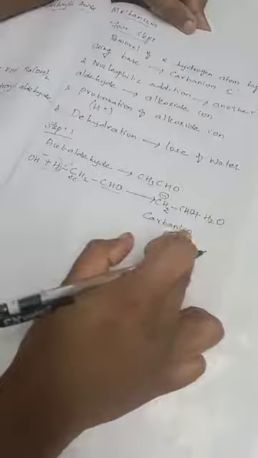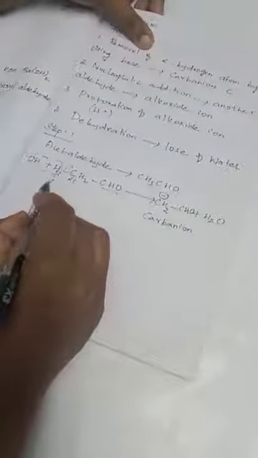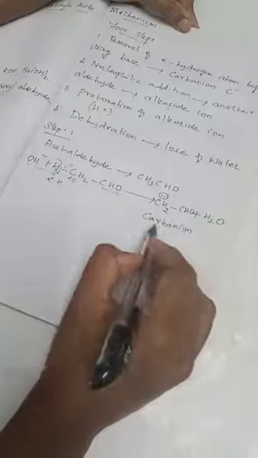So this is the first step. What is the first step? Removal of alpha hydrogen by using one base. By using one base, we will get the product as what? Carbanion. Carbanion is nothing but C minus. By eliminating which molecule? Water molecule. So first step over. Then next, the second step.